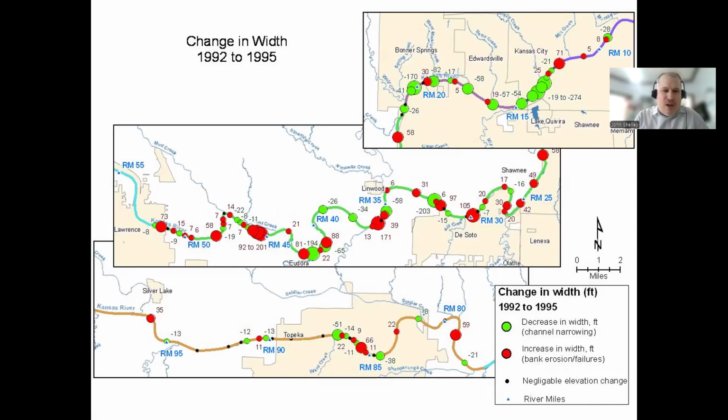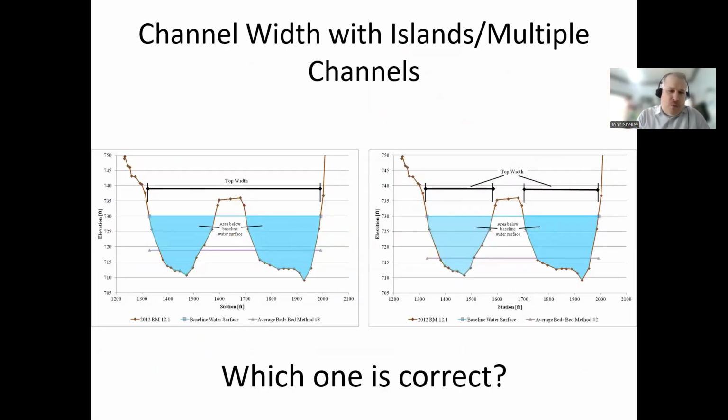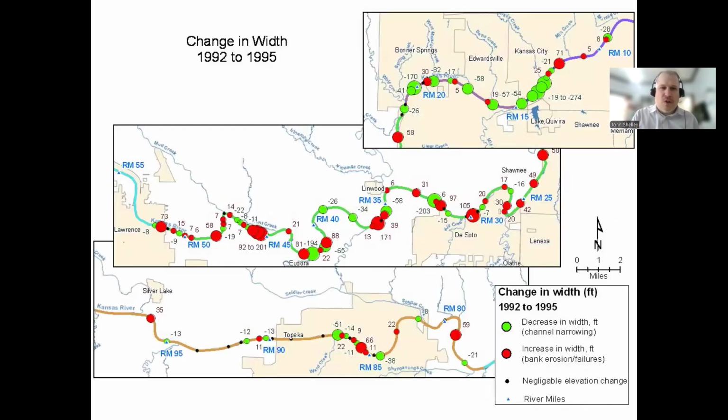So which one is correct? Actually, it depends on what you're going for, what your purpose is in computing this top width. Sometimes one definition or the other will be more correct. Here is a map showing the change in the top width from 1992 to 1995 on the Kansas River. And I scaled the dots according to how much bank erosion occurred, and then put the little numbers next to them. In green dots, the channel actually narrowed, and in red dots, the channel widened. And so you can see this is the upstream end, and as we start to move downstream, the areas that the channel widened, and then as we move further downstream, mostly the channel narrowed.